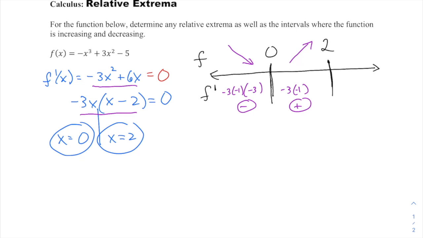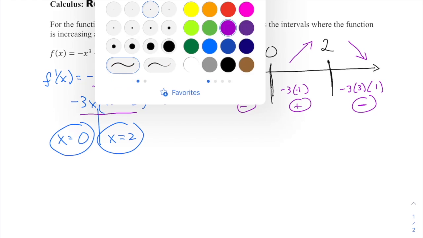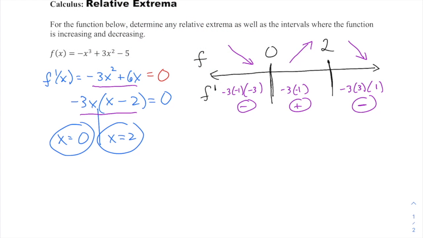When x is something greater than 2, so to the right of 2, maybe 3, when you plug in positive 3, you're going to get negative 3 times 3 minus 2 is positive 1, and so now you're going to get a negative value, and that's true for everything to the right of 2. So if f prime is negative, f is decreasing again. And so now that I've done this, let's take a look at what these two values are.